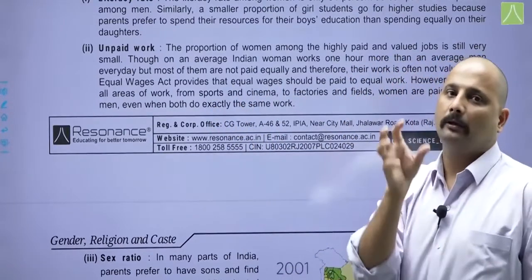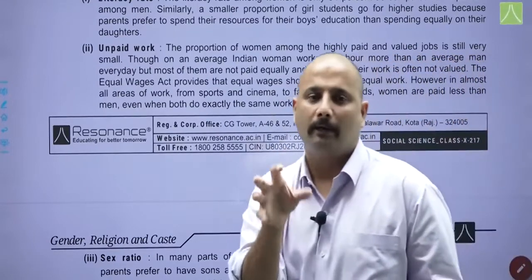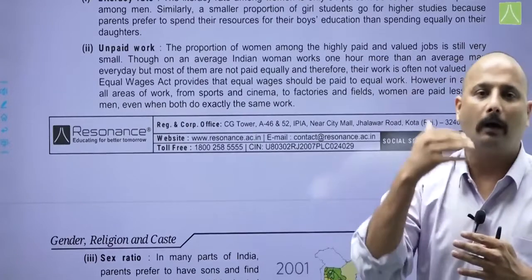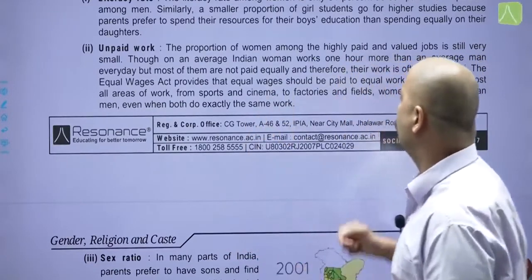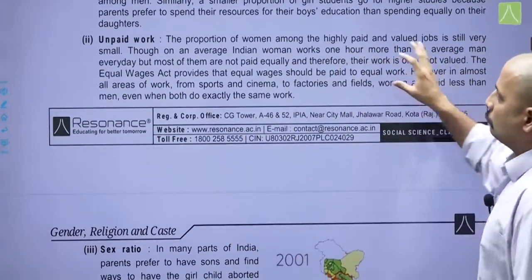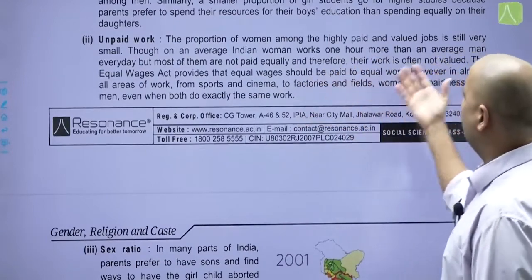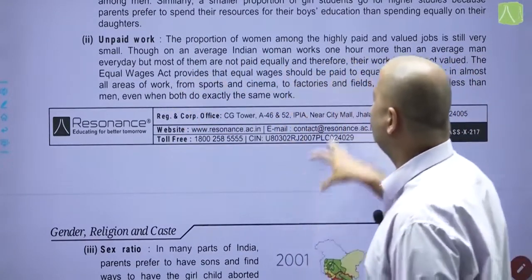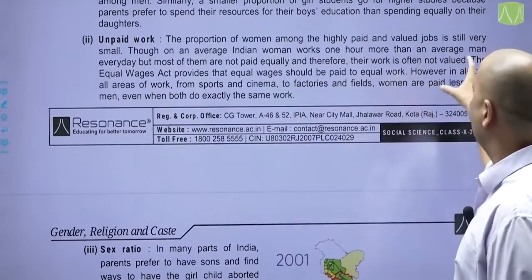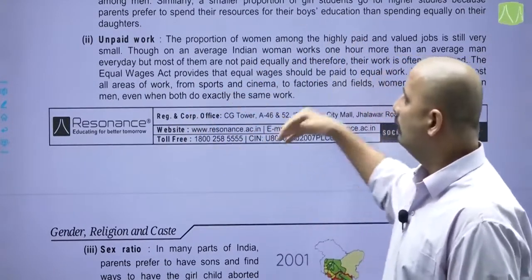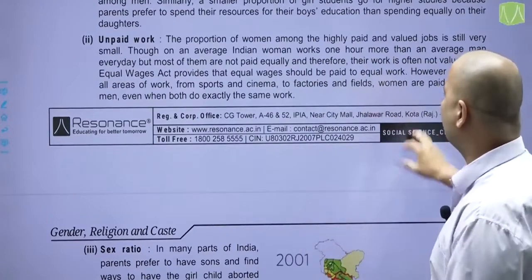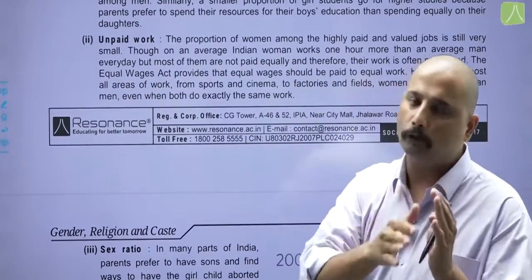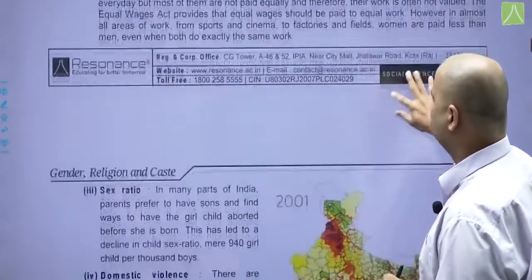Even though there is an Equal Remuneration Act, many times we have seen in many areas where women are paid less as compared to men. So they are not paid equally, and therefore their work is often not valued. The Equal Wages Act provides that equal wages should be paid for equal work. However, in almost all areas of work, from sports and cinema to factories and fields, women are paid less than men, even when they are both doing exactly the same work.